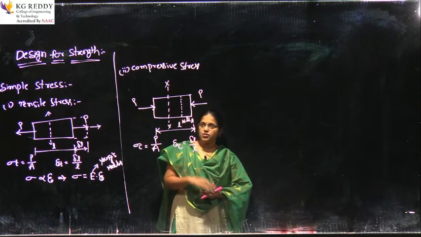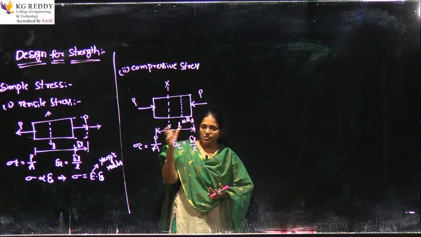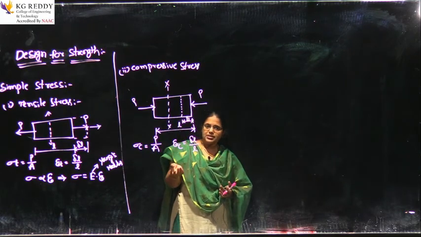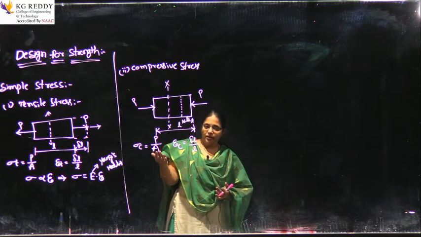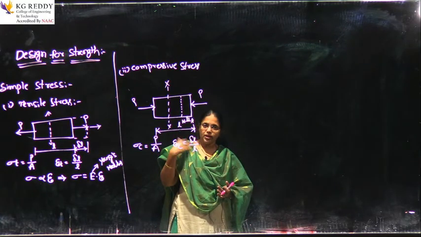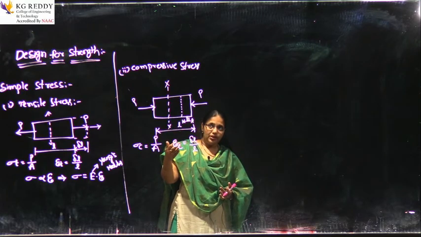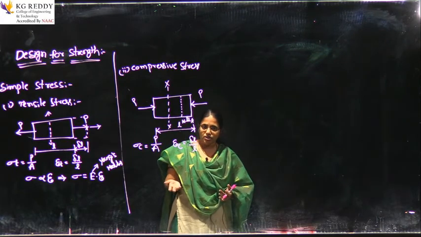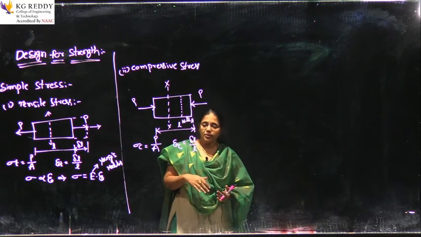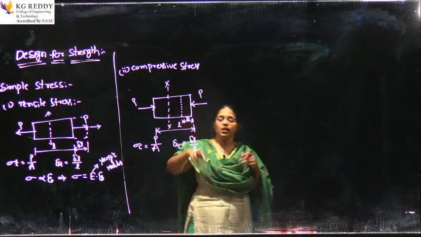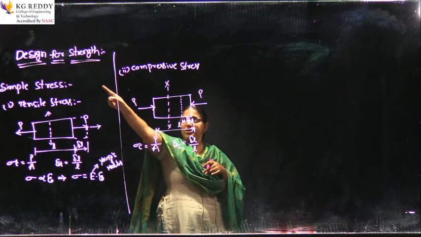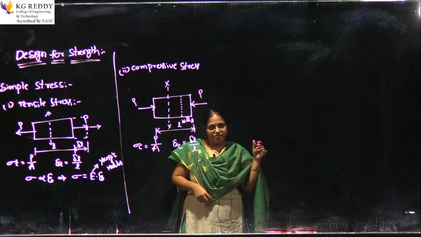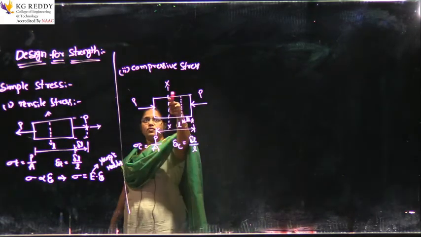For this test also, we can use the universal testing machine. We can take any type of material, whether mild steel or any other material, and conduct the compressive test. Based on that we can know the strength of the material, how much compressive stress we can act on the particular material, the elongation of the material, and whether there is any breaking point. We can know all of this from the compressive test. So compressive stress is one of the most important simple stresses under design for strength.